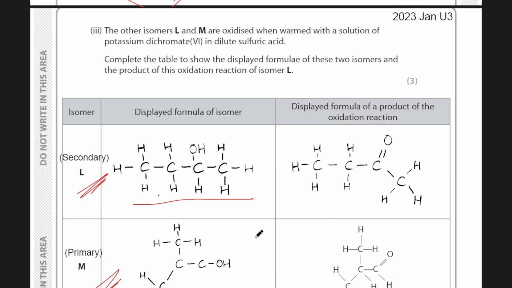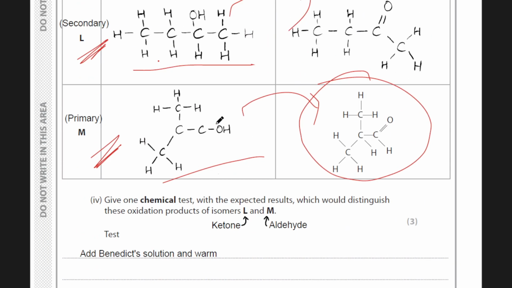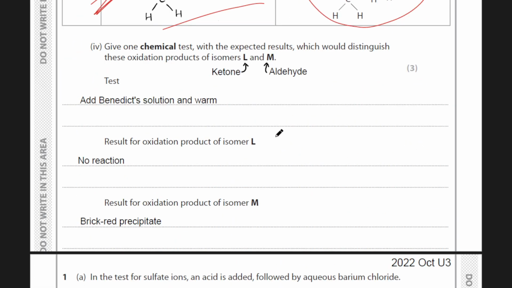We can clearly see the oxidation product of a secondary alcohol is just going to be a ketone, while the primary alcohol is going to be, and I think it's going to be an aldehyde. Yes, it's going to be an aldehyde. So that's how it goes. And L is obviously a ketone, M is an aldehyde.